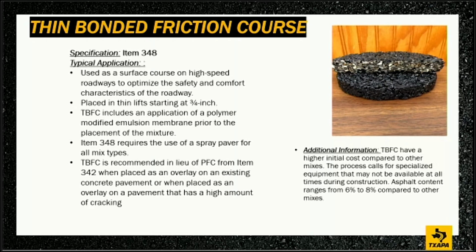Thin bonded friction course. This is our last one. It's item 348. This one is used as a surface course only on high-speed roadways. It's placed in thin lifts, starting with 3/4 of an inch, okay? Thin bonded friction course, which is TBFC, includes an application of a polymer modified emulsion just prior to the asphalt coming onto it. So that's the tack. That's the tack. Or the bond.